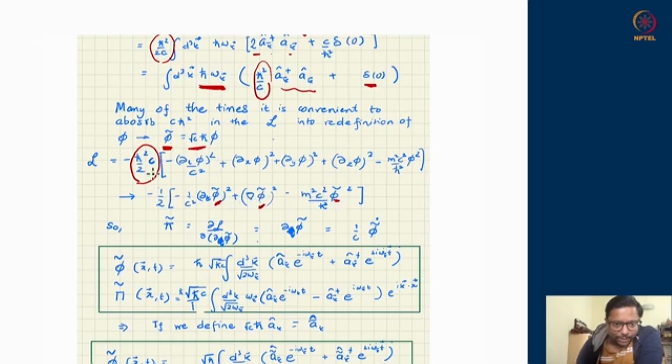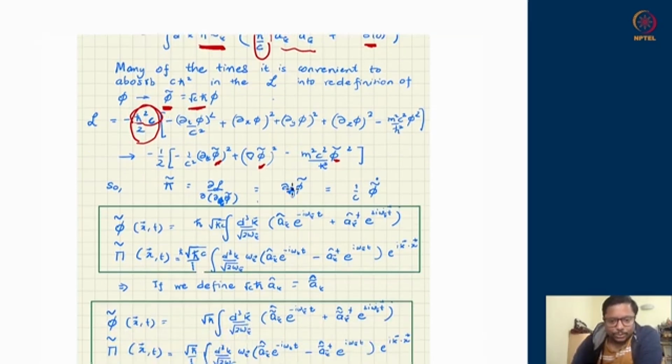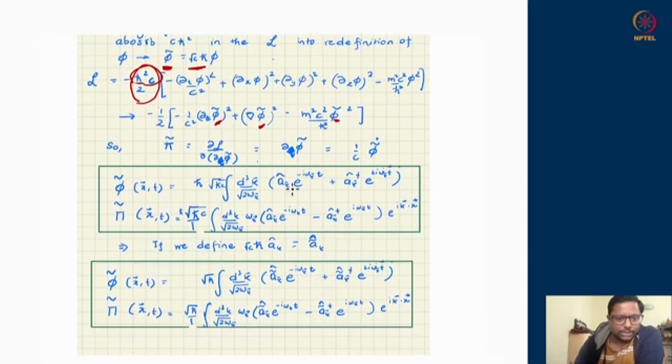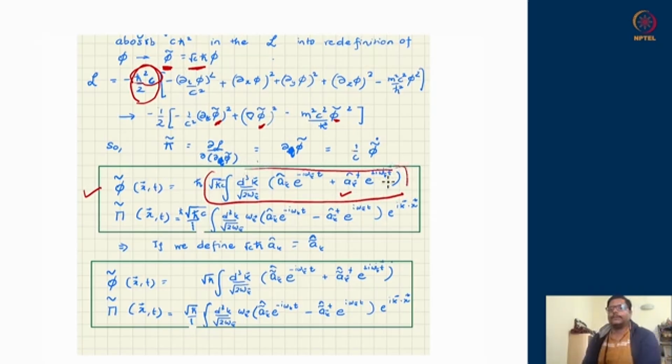So extra factor outside, not 1 by 2, this c h bar square factor can be absorbed into redefinition of phi. Then you can get a redefinition of pi, which is a conjugate momenta. So phi will go to phi tilde, pi will go to pi tilde. Then things will start coming into order. You would get phi tilde as this, because previously you had this much for the usual phi with a c will come.